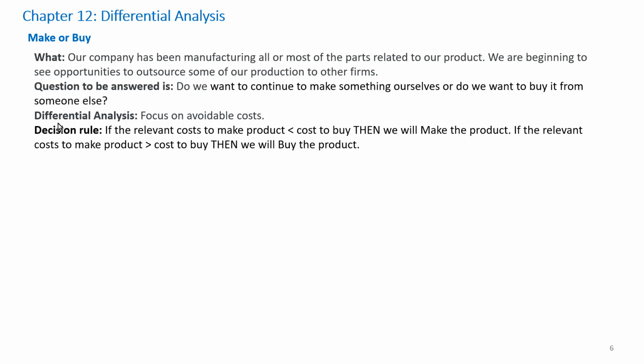The decision rule here is if the relevant costs to make the product are less than the cost to buy, then we'll make the product. On the other hand, if the relevant costs to make the product are greater than the cost to buy, then we'll buy the product.